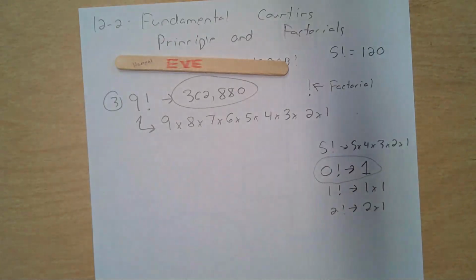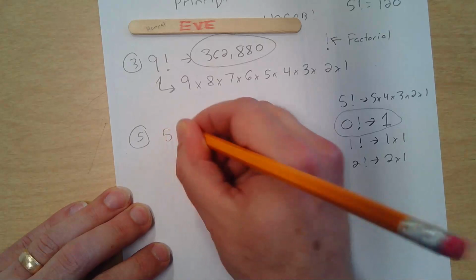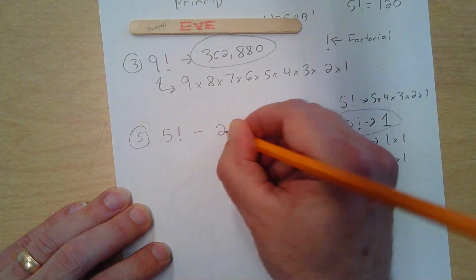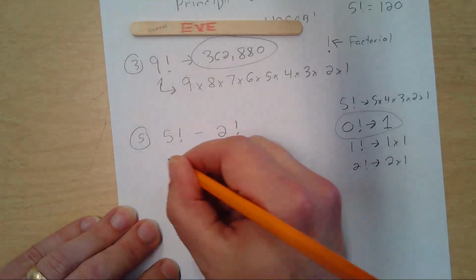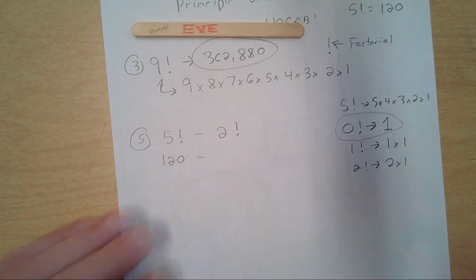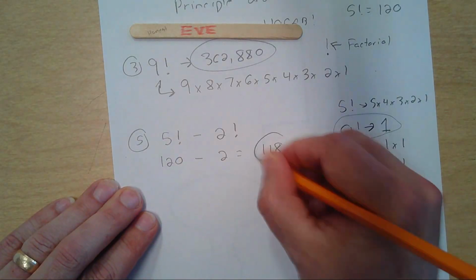So let's look at number 5. When you're doing these, you need to figure out the factorials first. So what's 5 factorial? It's 120. What's 2 factorial? 2. And what's 120 minus 2? 118. That's my answer right there.